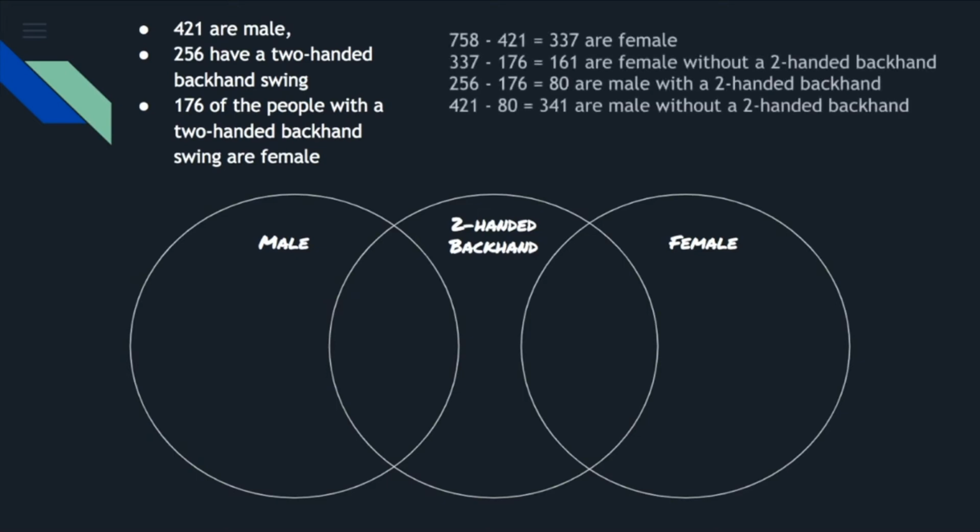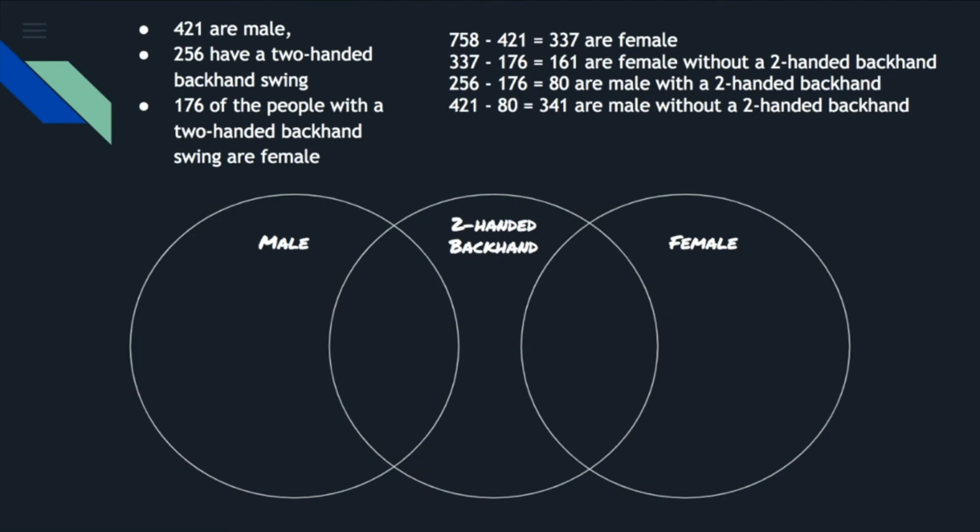So here's some information we know. Of the total 758 spectators, if we subtract the male spectators from 758, we find that we have 337 female spectators. Then we can take that information and subtract the 176 female with a two-handed backhand swing to find the number of survey spectators that are female without a two-handed backhand swing.